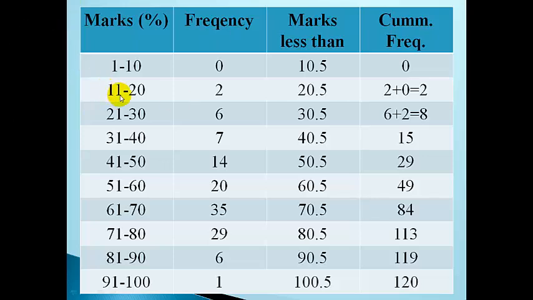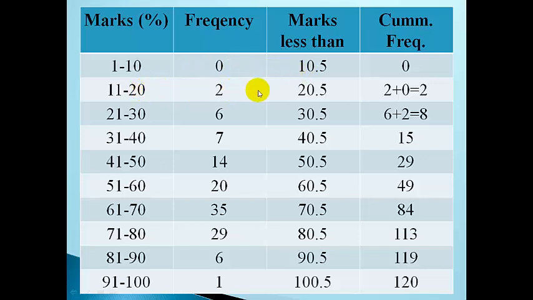Now let me show you this. The upper limit of the interval 1 to 10 is 10, and the lower limit of the next interval, 11 to 20, is 11. So the difference between 11 and 10 is 1. When we divide 1 by 2, we have 0.5. So if you want to find the marks less than, that is the upper class boundaries, we add the 0.5 to the upper limit. So 10 plus 0.5 will give us 10.5.